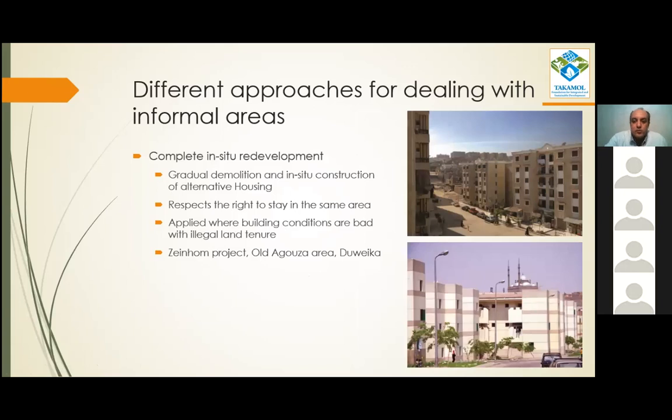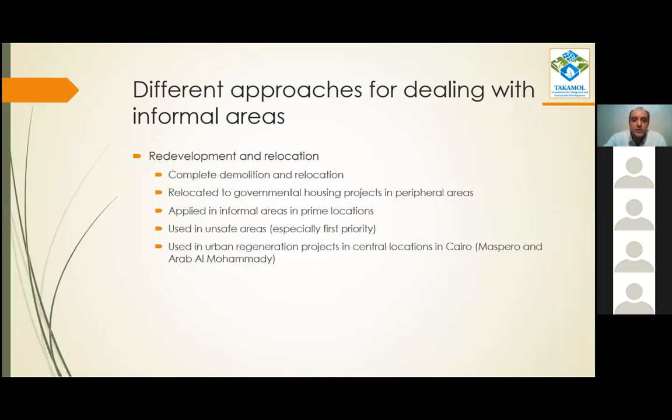Then we have another approach, which is the total complete in situ redevelopment. And then we have the redevelopment and relocation, which is in my opinion, the most unpreferable thing to do. But in some cases, you have to do it. In some urban areas, unsafe areas, for example, you have to move people away from the original location.